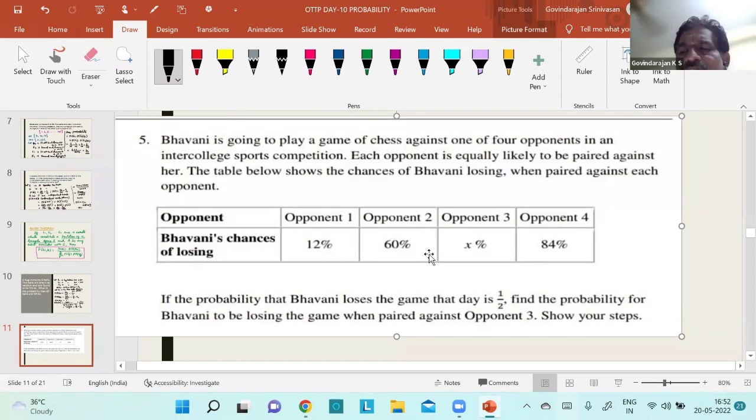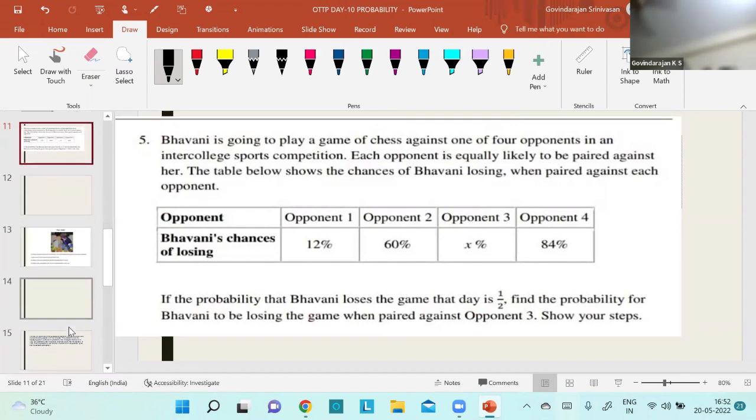And opponent 4, 84%. The probability that Bhavani loses the game that day is 1/2. Find the probability for Bhavani to be losing the game when paired against opponent 3. Show your steps. This is a question asked as a 4 marks question, and it is somewhat a different way they asked. The probability that Bhavani loses the game that day is 1/2, which is given.